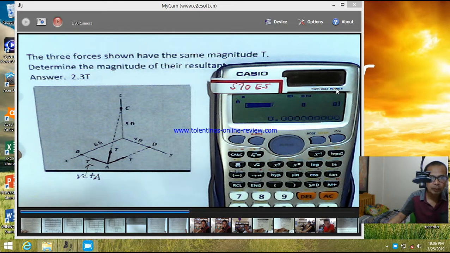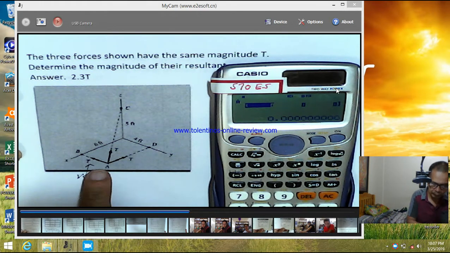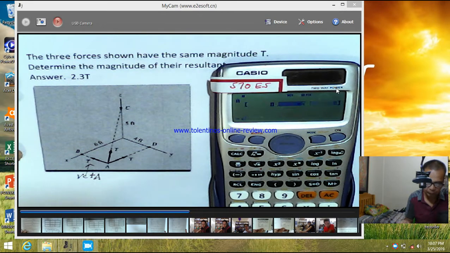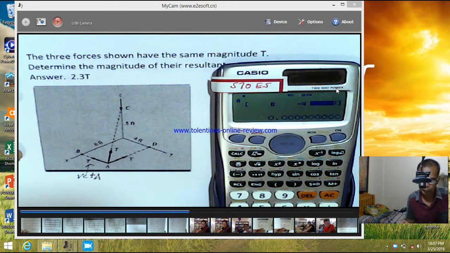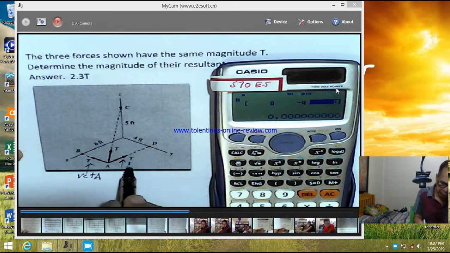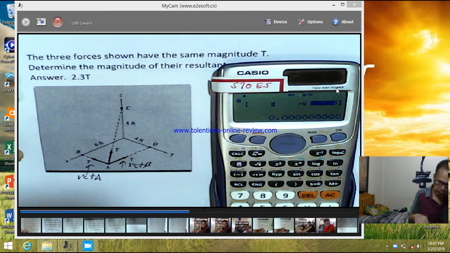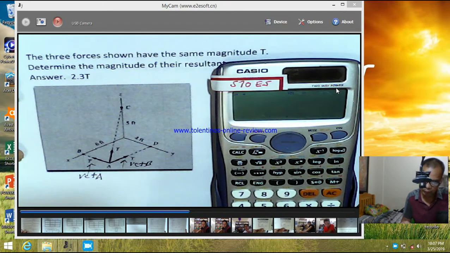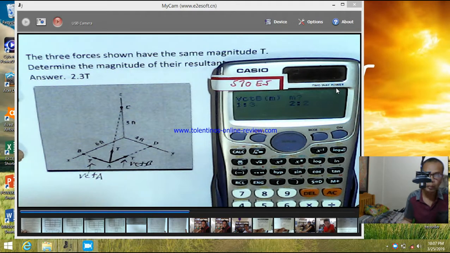So, ang vector A mo will just be ano ang distance niya along x, wala, 0. Along y, that is negative 4. Along z, that is 0. Okay. Then, if I call this vector B there, then shift 5, 1, number 2, number 1, okay.